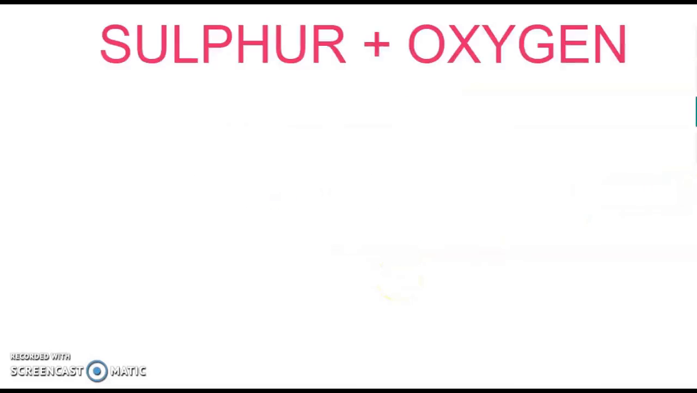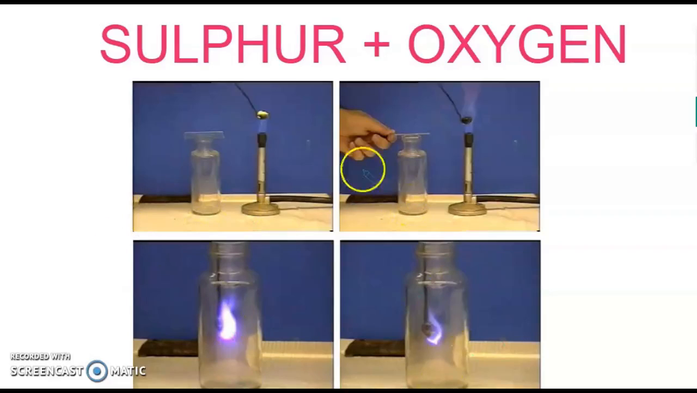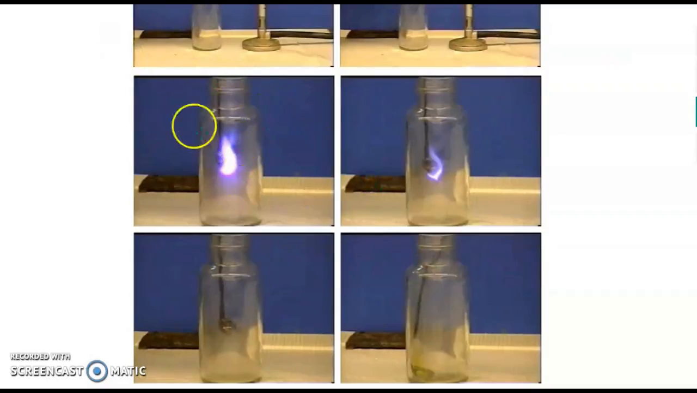Let's see an experiment. So here we can see when sulfur is combined with oxygen. What we are doing over here is the sulfur is heated, and after the sulfur catches fire, it is kept inside the jar. After a certain period of time, when the whole sulfur is burned, you can see a yellowish gas being produced. That yellowish gas is the sulfur dioxide.